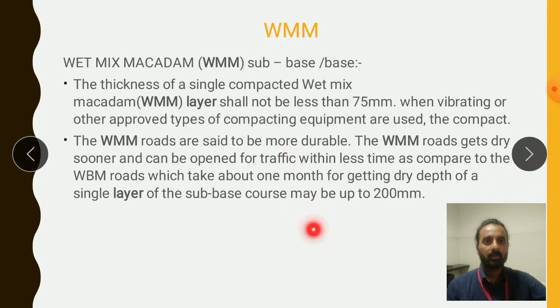Now comes WMM, wet mix macadam. It is a sub-base layer or base layer, you can say. What are the things included in wet mix macadam? The thickness of a single compacted wet mix macadam layer shall not be less than 75 mm. When vibrating and other approved types of compacting equipment are used, when it is completely compacted, the thickness should not be more than 75 mm, and it should be more durable.